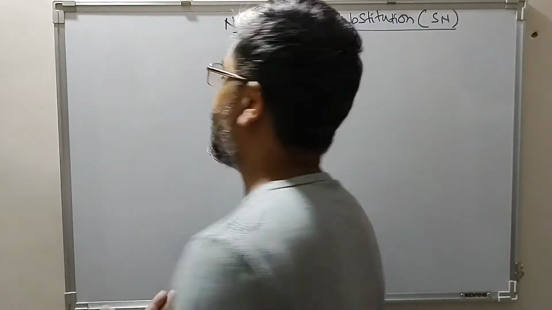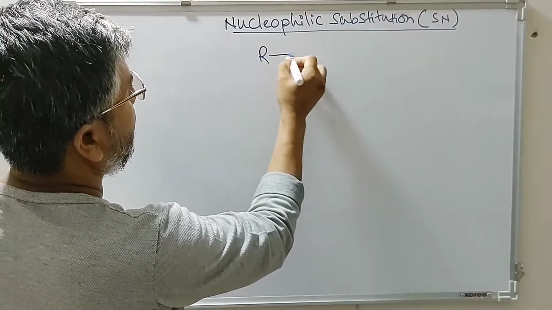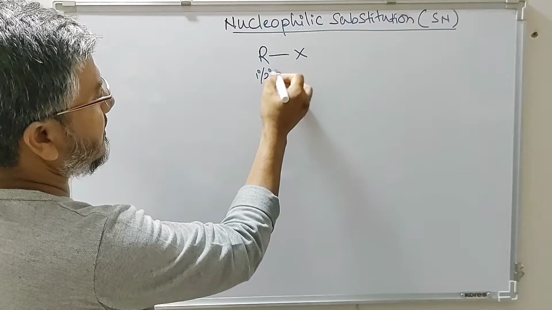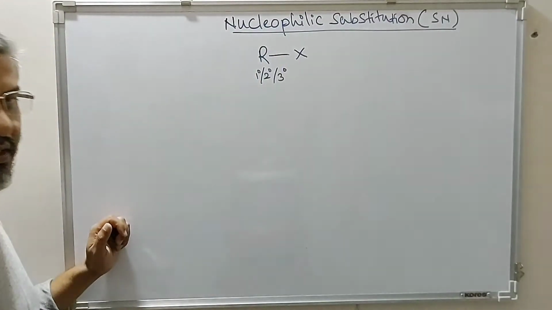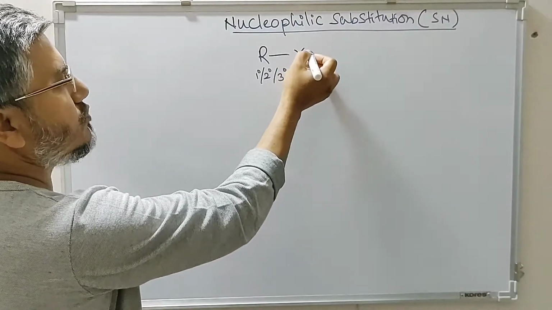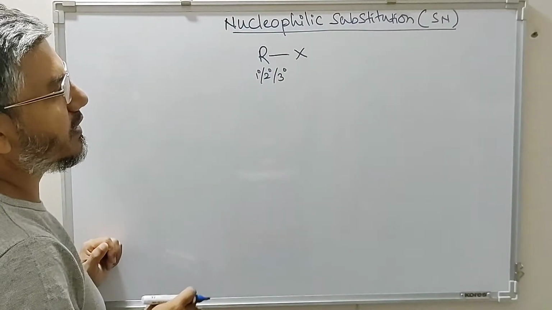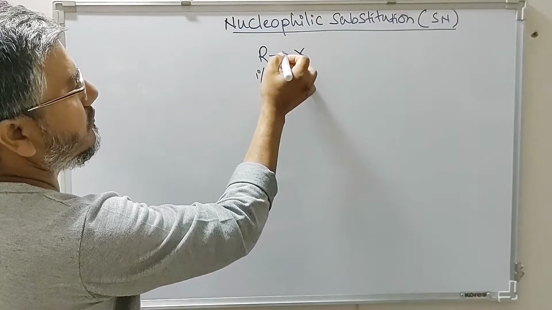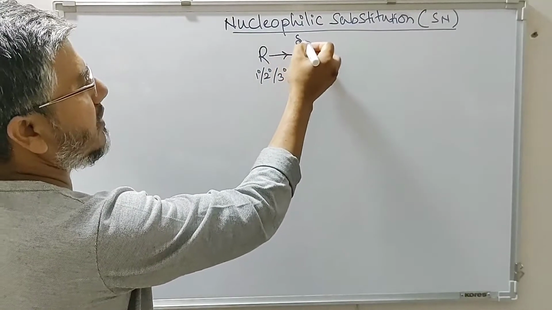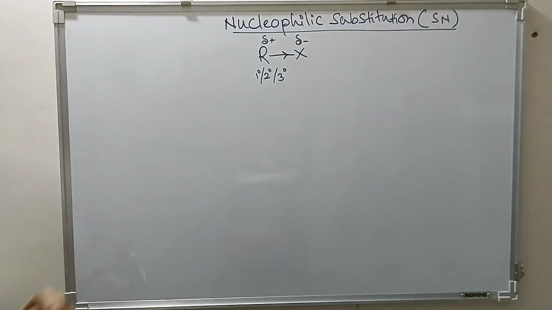So in this, look at this. We have an alkyl halide. This alkyl group may be primary, secondary, or a tertiary alkyl halide. Now, in this alkyl halide, look at this. Halogen is more electronegative than carbon. So when we say halogen is more electronegative than carbon, this shared pair of electrons is shifted more towards halogen. So halogen has partial negative, carbon has partial positive.